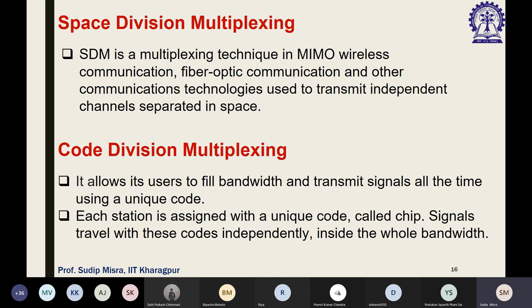So in code division multiplexing, there are unique codes that are generated, right? These codes are assigned to every station. So every station will be assigned a particular code. These codes are called chips. So these chips are going to be used, and the signals are going to travel with these codes independently.